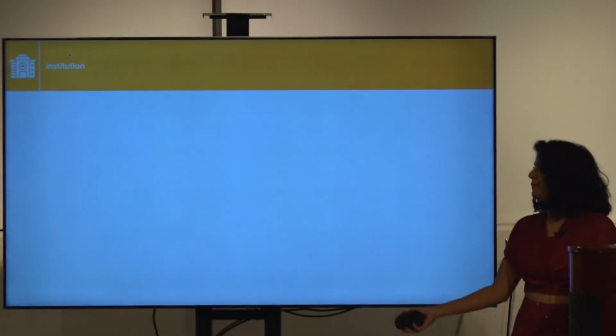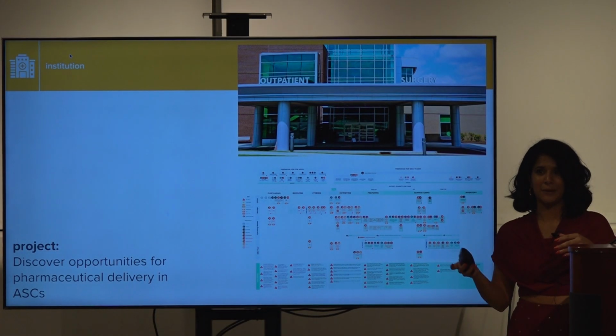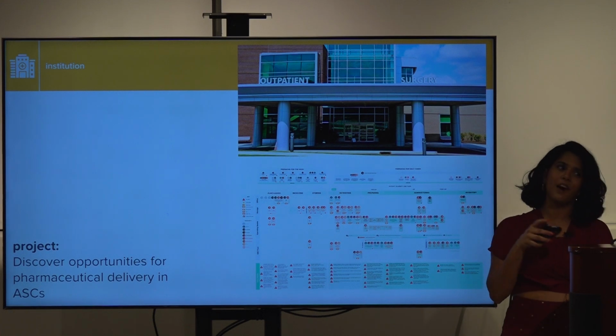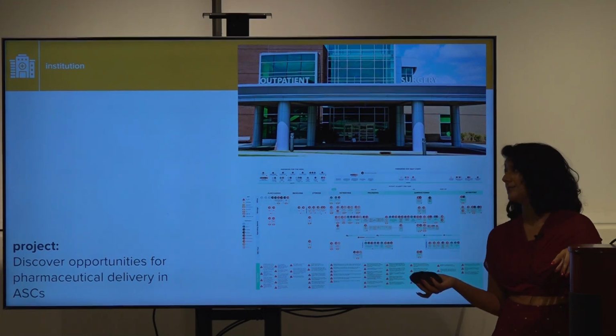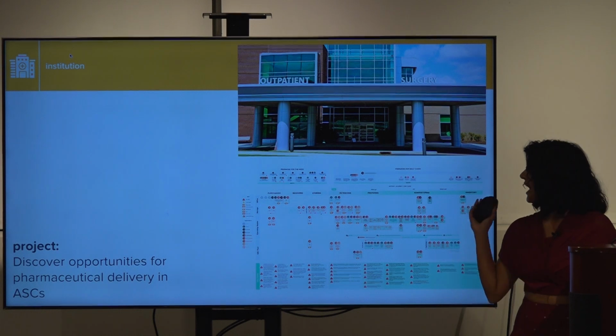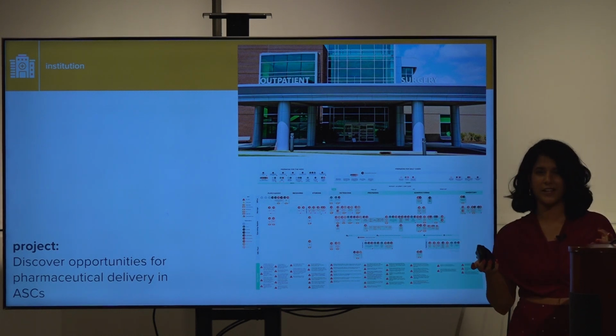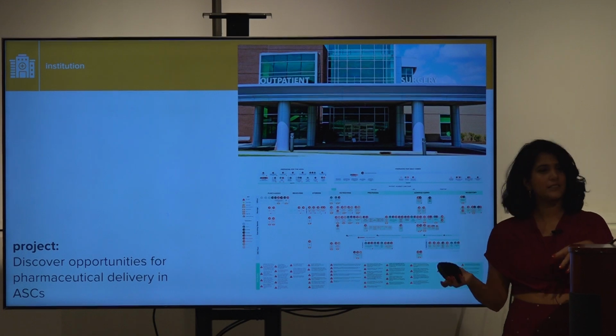And that brings me to our next category, institutions. So in healthcare, we deal with a lot of different types of institutions, whether it's big hospital systems, small hospital systems, insurance companies, anything like that. And this project that we were working on was for ASCs, and those are kind of outpatient surgical centers.